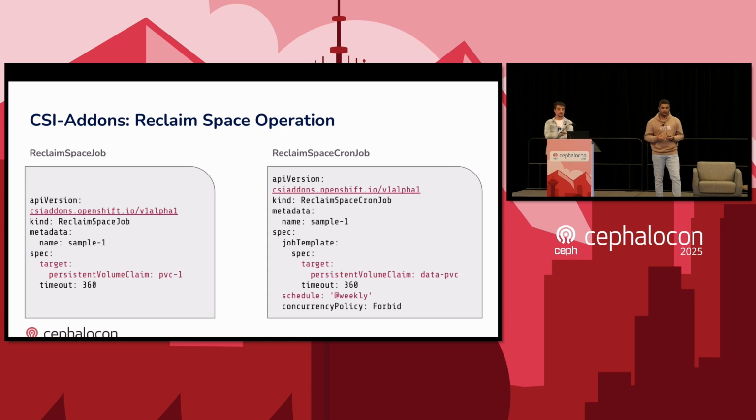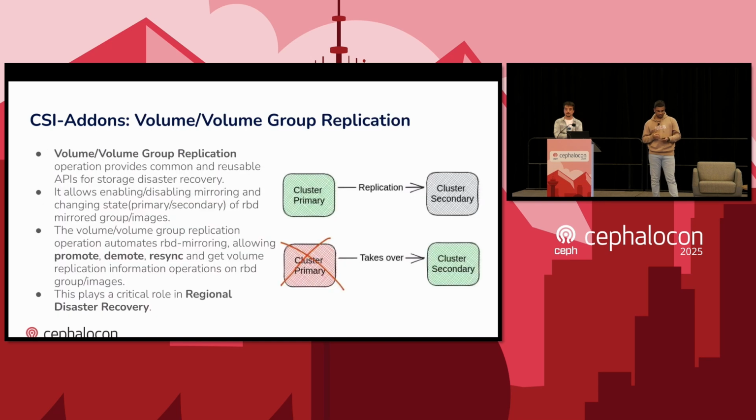A job is a one-time operation targeted at a single PVC. A cron job is scheduled, basically, for a persistent volume and based on the schedules.